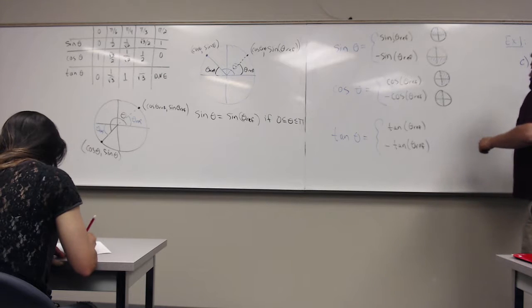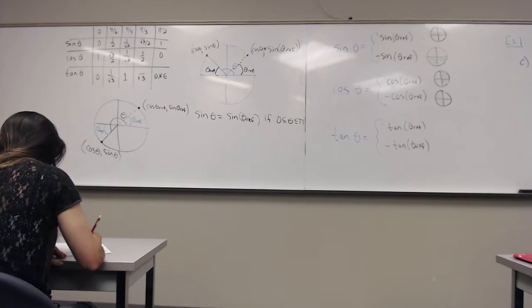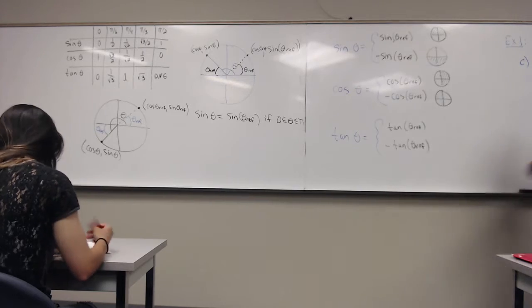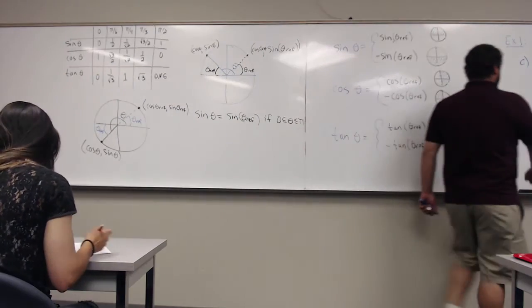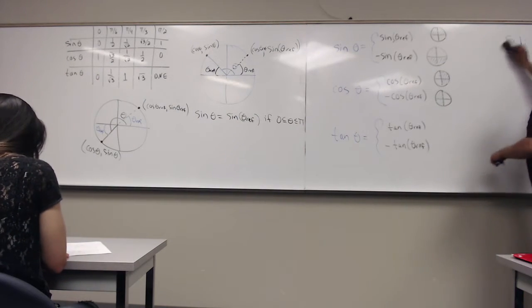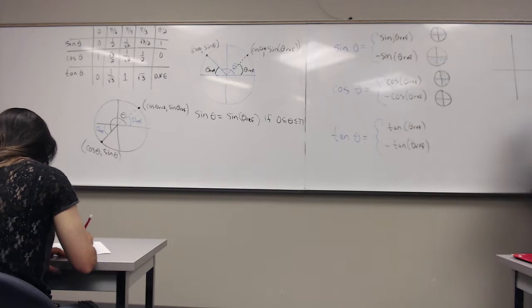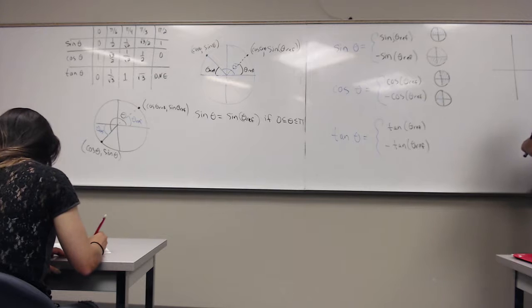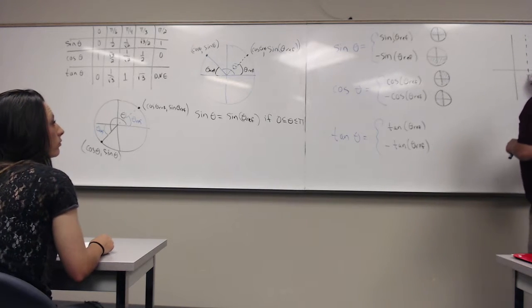And then finally, for tangent, anybody remember which quadrants tangent is positive in? 1 and 4. Well, hold on. Let me let some people catch up. Probably going a little quick. I'll do it slightly differently this time, though. Instead of using the unit circle, I'm going to use the graph of tangent. Just a different approach.